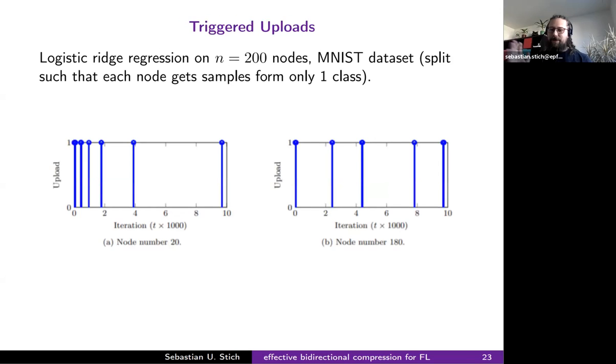Let's do a small ablation experiment. This is now on a convex problem, like ridge regression, with just artificially chosen 200 nodes. And we look at what happens on every node. For instance, on node number 20, we see that it uploads at these points in time. And apparently this trigger condition really seems to work. The frequency between uploads increases, which is what we wanted. But there are other nodes where this does not happen, so the upload frequency is constant.